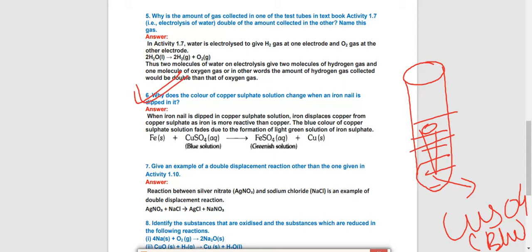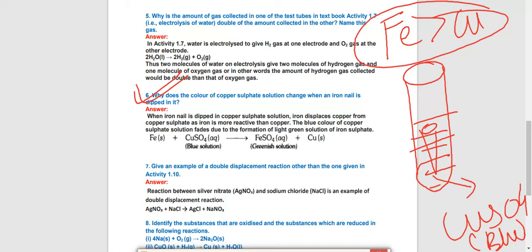Why is it so? This is an example of a displacement reaction. Iron is more reactive than copper, so iron will displace copper from its salt solution, and the new compound which will be formed is iron sulfate, and its color is greenish. So when an iron nail is dipped in a copper sulfate solution, iron displaces copper from copper sulfate. As iron is more reactive than copper, the blue color of copper sulfate changes into light green color due to the formation of iron sulfate, and this is the reaction.